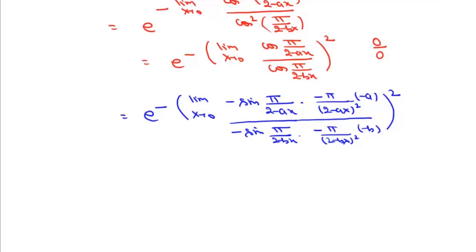Now if we put this limit, sine pi by 2 is 1. Now minus pi and minus pi will cancel. This minus and minus will also cancel. Now if we put x as 0, these 4 terms will cancel. So the answer to this limit will be simply e to the power minus a square upon b square.